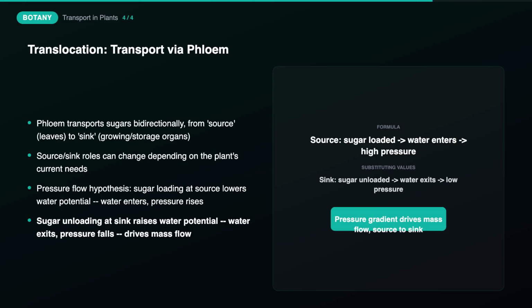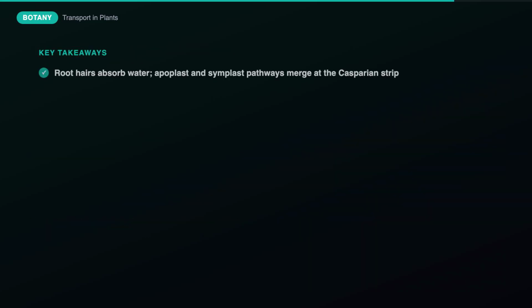This pressure difference between the high pressure source end and low pressure sink end drives a continuous bulk mass flow of the sugar-rich solution through the phloem, from source directly to sink, entirely along a pressure gradient rather than an active pumping mechanism. Let's recap.